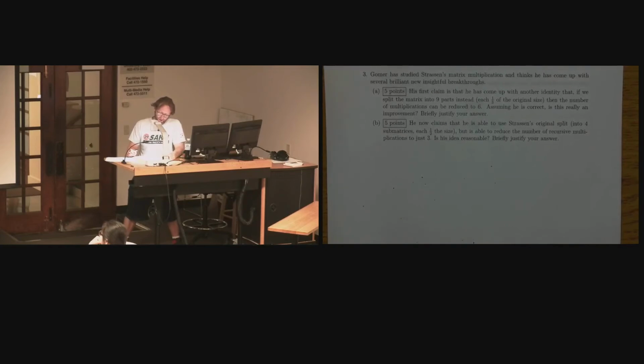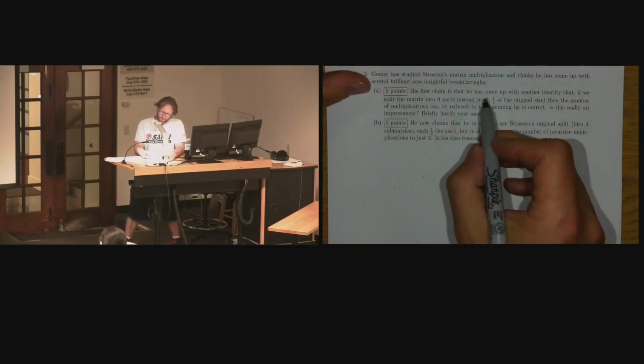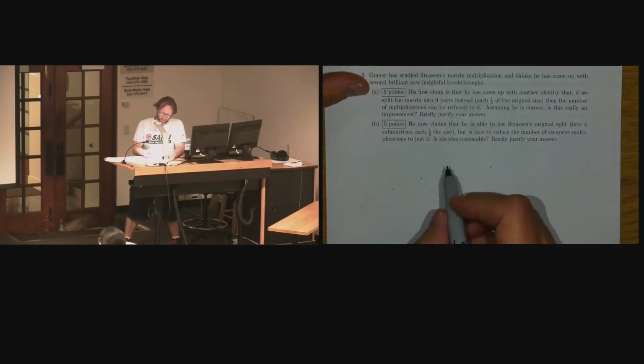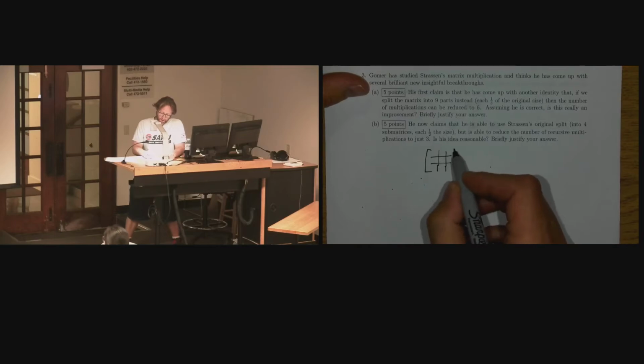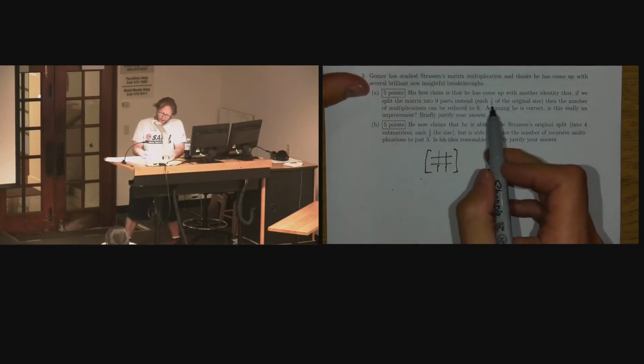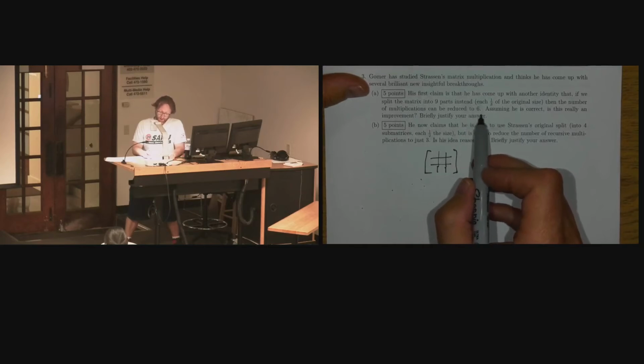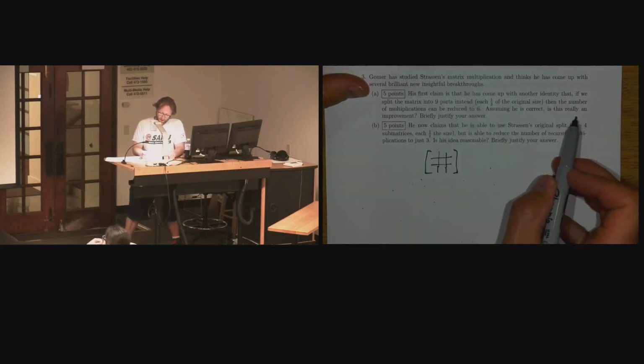Gomer has studied Strassen's matrix multiplication and thinks that he has come up with several brilliant new insightful breakthroughs. His first claim is that he's come up with an identity that if we split the matrix into 9 parts instead, so kind of like this, right? We're splitting a matrix up into 9 parts, each 1/3 the original size, then the number of multiplications can be reduced to 6. Assuming he's correct, is this really an improvement?